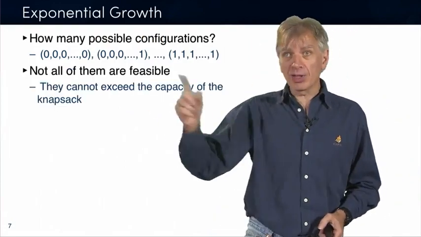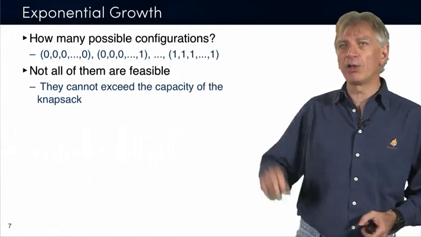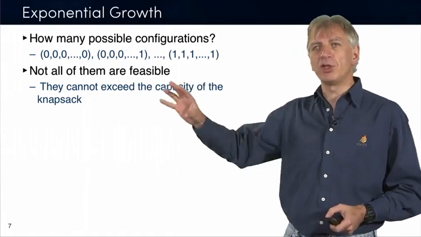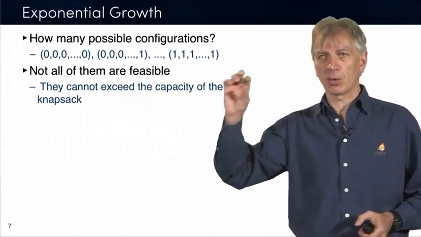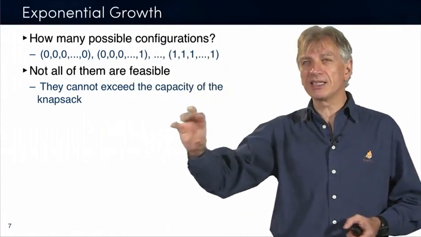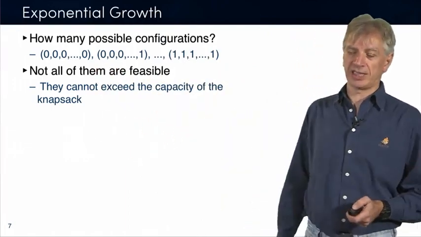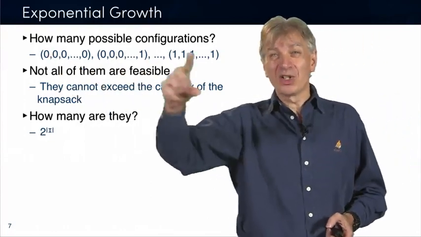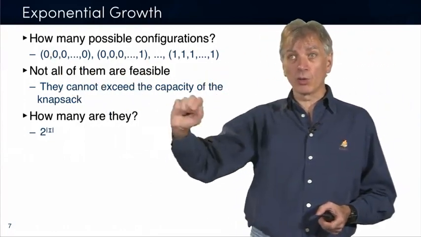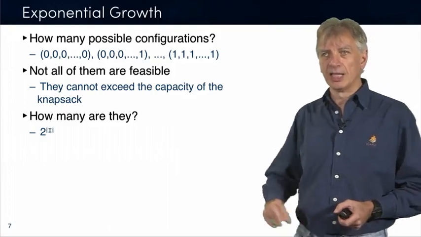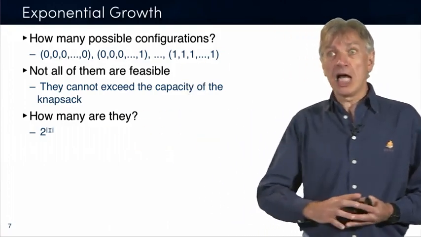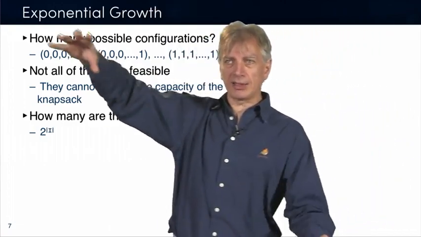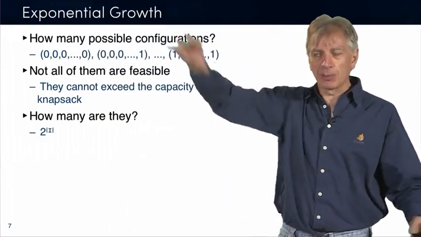Not all of them are going to be feasible. Some of them are going to violate the capacity constraint. The feasible ones form the feasibility region, in a sense. And how many are there? Essentially, in this particular case, the number of configurations, if you ignore the ones that violate the capacity constraint, is going to be 2 to the number of items. And that's a huge number if there is a large number of items.